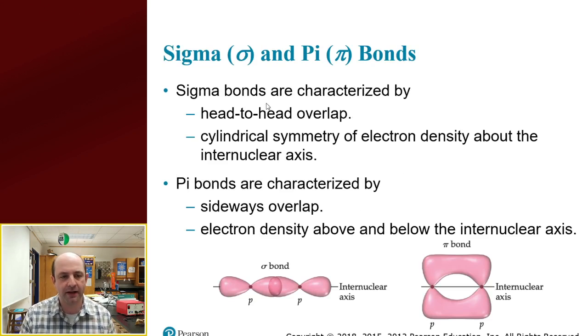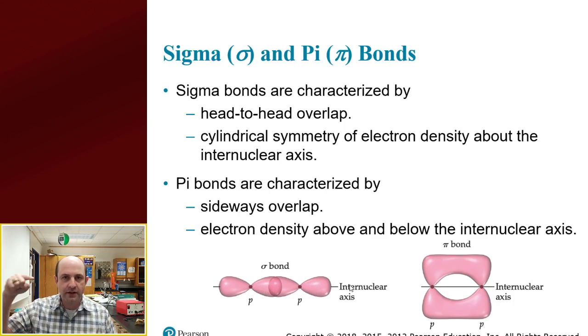So a sigma bond, it's head-to-head overlap, so straight on. And what we really say to make it a sigma bond is that it has cylindrical symmetry about the internuclear axis. The heck does that mean? It means if we have our 2 atoms, so here's the center of one atom and here's the center of another atom.